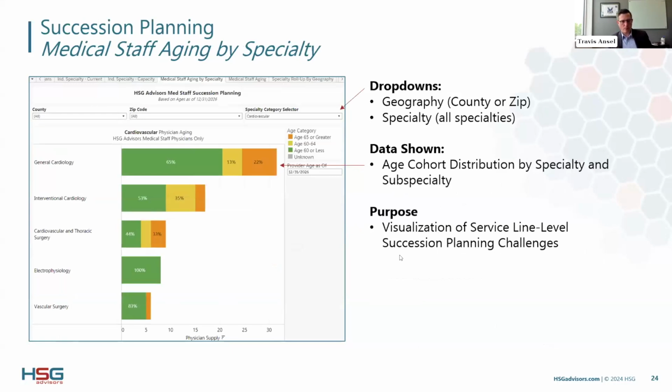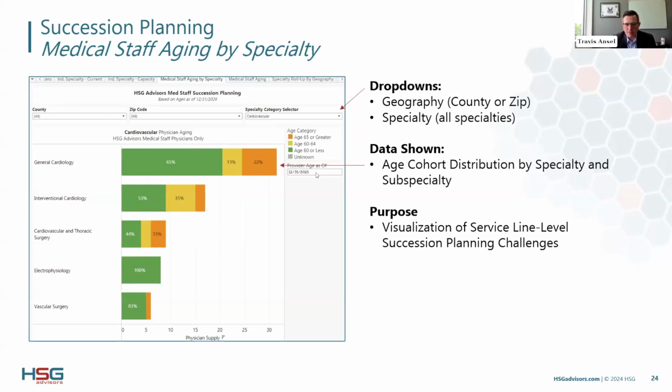There's also a couple higher level visuals related to succession planning. So if you're just looking for, within a given service line, what do the age dynamics look like? This medical staff aging by specialty worksheet basically says green is under 60, yellow is 60 to 64, orange is 65 or older. This one does give you the ability to kind of flex the date in and out.